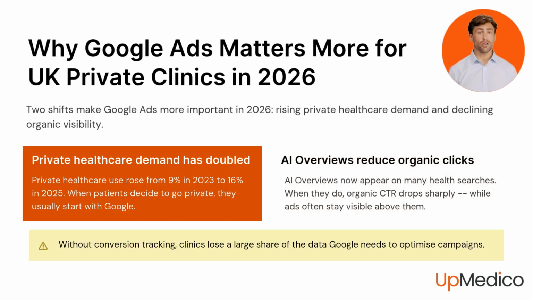Two shifts make Google Ads more important for UK private clinics right now. The first is demand. Private healthcare use rose from 9% in 2023 to 16% in 2025. When patients decide to go private, they start on Google, and that window is increasingly competitive. The second is AI overviews. They now appear on roughly 43% of health searches, and when they do, organic click-through rates drop sharply. Google Ads often appear above them, protecting paid visibility where organic clicks are declining.